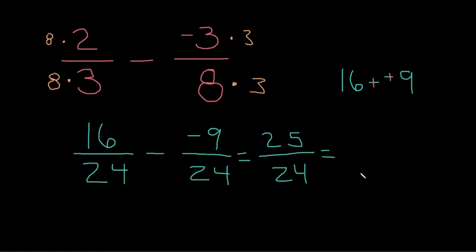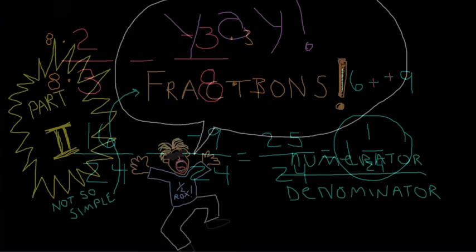And we can convert that into a mixed number. 24 goes into 25 once, with 1 left over and a denominator of 24. And that is our last and final answer.